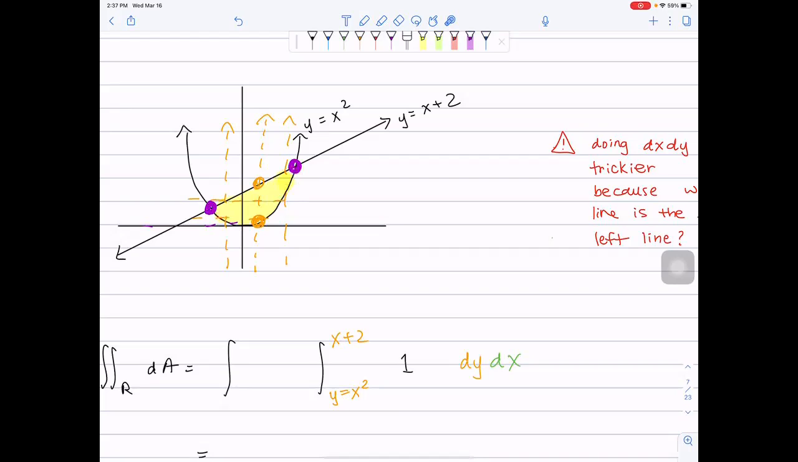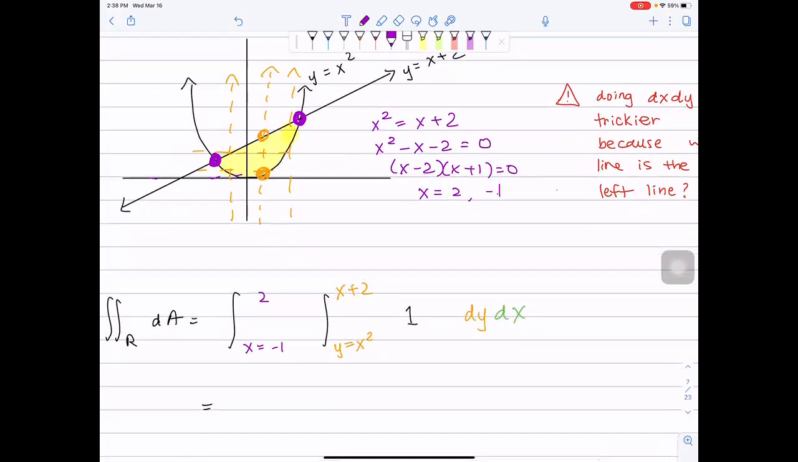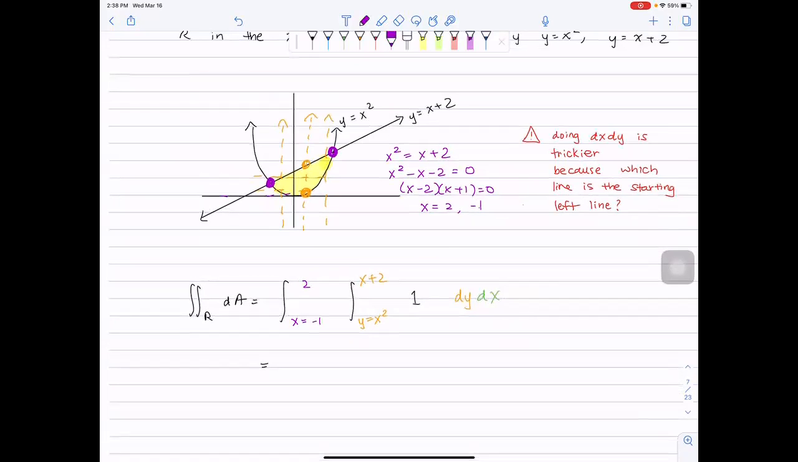And how do we get those 2 points? Well, that's where your 2 equations intersect, right? Those are the intersecting points. So if we set the 2 equations equal to each other so that we can find the intersection, we get x squared minus x minus 2 equals 0, so (x minus 2)(x plus 1) equals 0, or x equals 2 and negative 1. So your x bounds go from negative 1 to 2. And you can continue the integration and get 9/2.